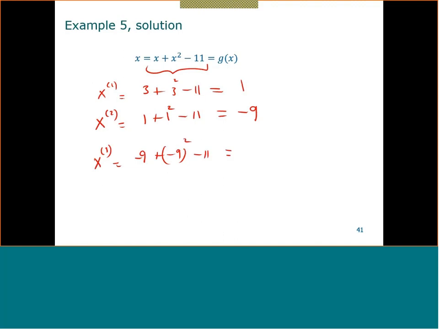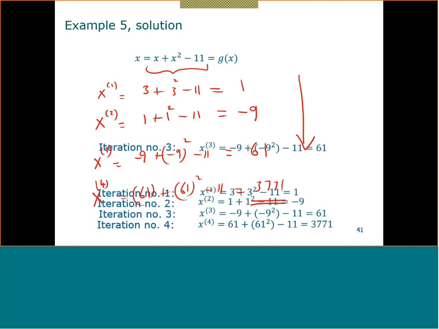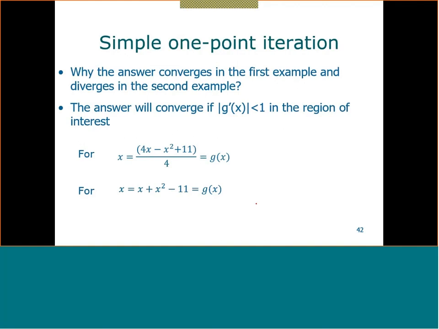x of 4 equal to 61 plus 61 square minus 11, and this is equal to 3077. So it is very obvious that this answer is not actually converging. Why is that? This is the question now. The criteria for this is very important. For every numerical method, sometimes it does work, sometimes it does not, so we have to understand why it's not working and why it is working.